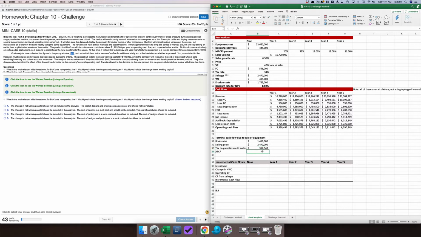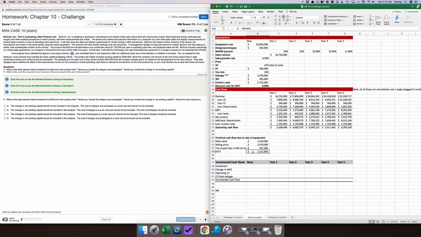Now I should note that there is an error in Pearson. Pearson is telling you that you should be calculating the after-tax cash flow as the gain minus the tax on the gain, and that's just wrong. That's just an error, and I need to get in touch with the publisher and tell them that that's an error. The after-tax cash flow here is going to be that 2.47 minus the tax. So that's our after-tax cash flow: 2.112 million. So now we're ready to go.